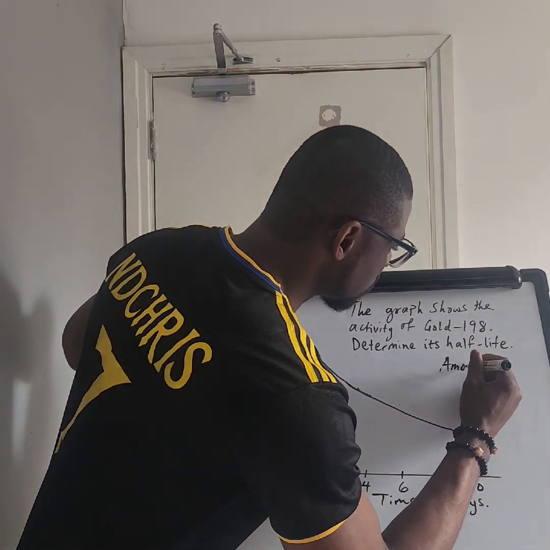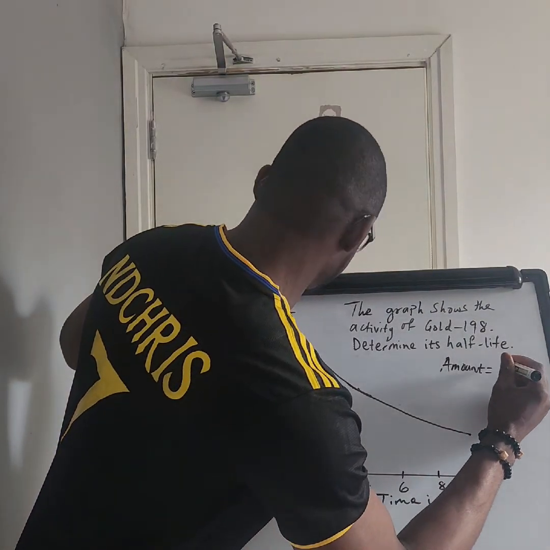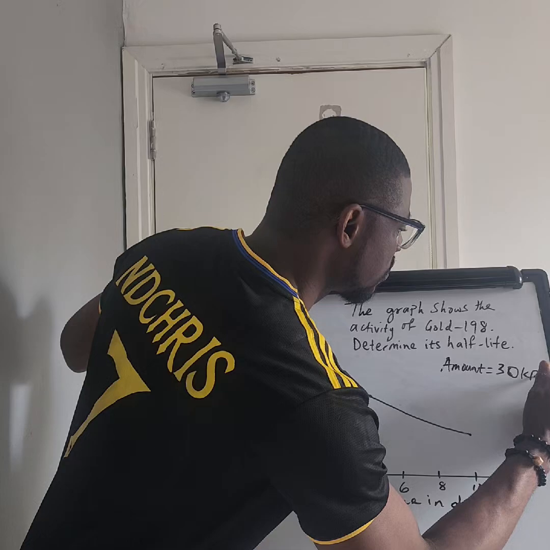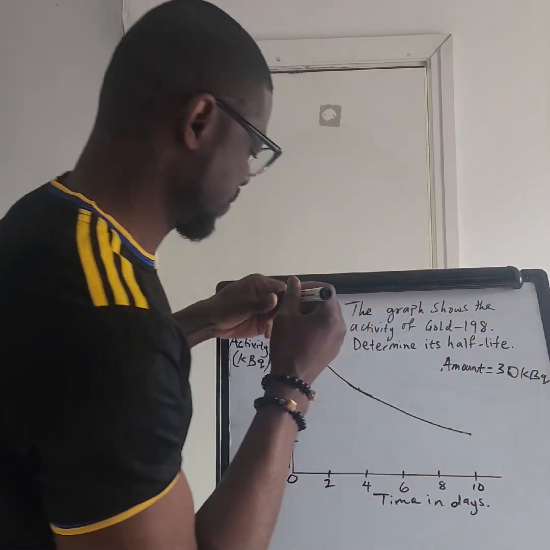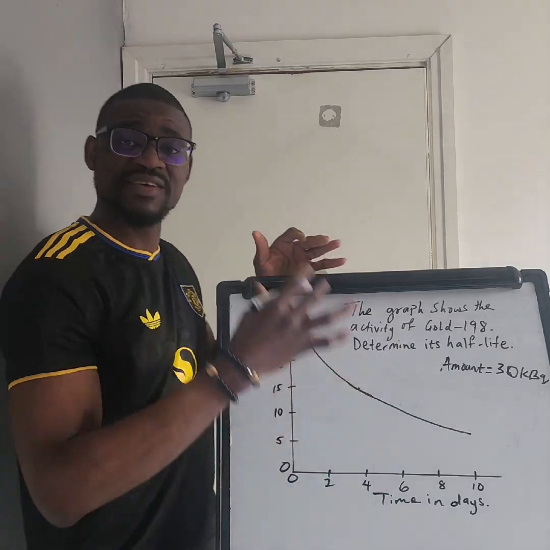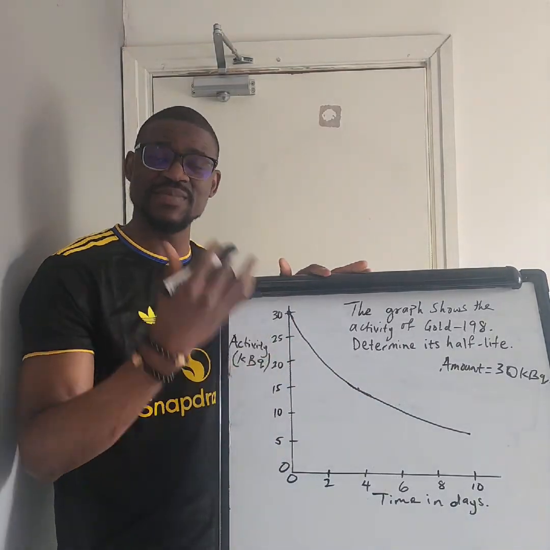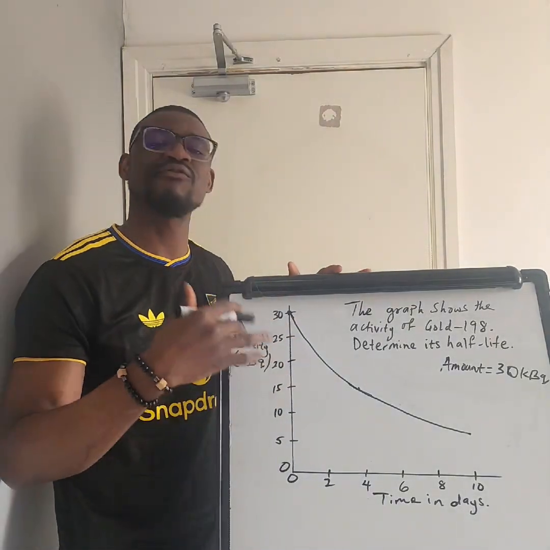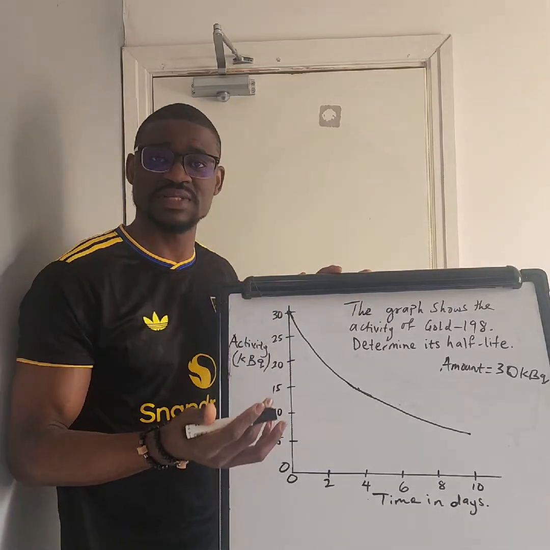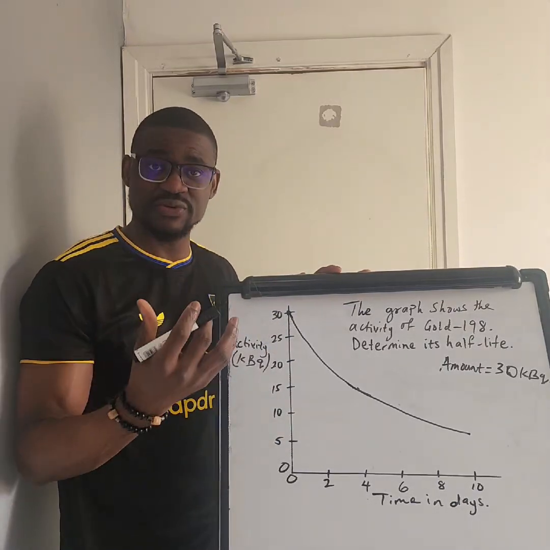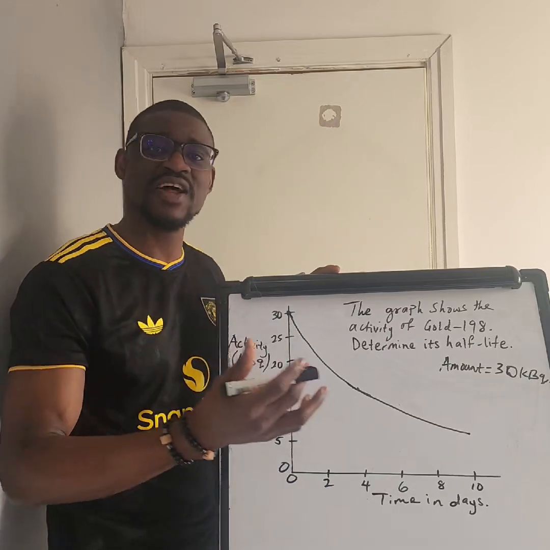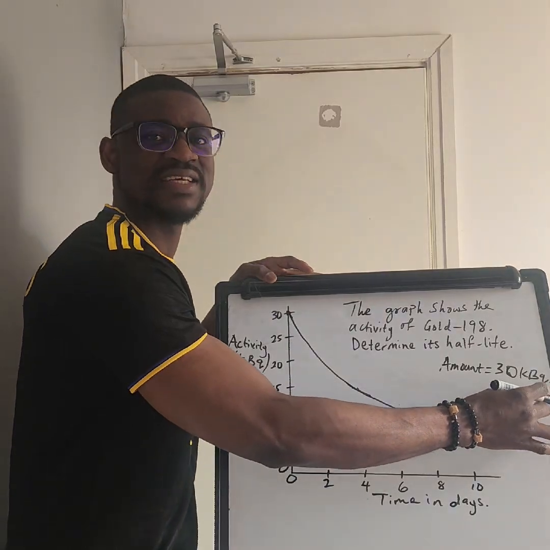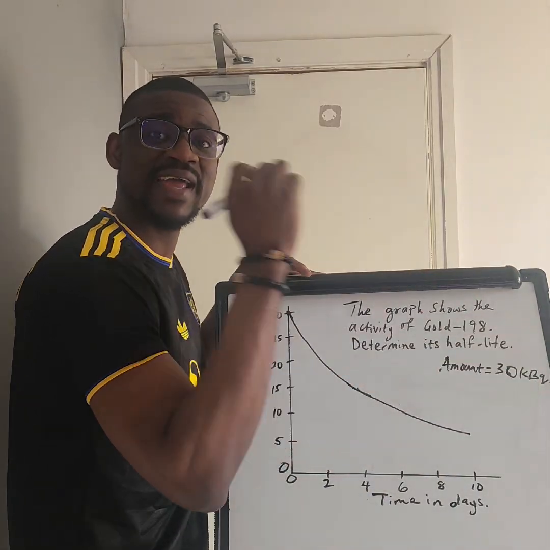Amount is 30 kilobecquerel. Remember the definition for half-life. It simply means the average time or the mean time taken for any radioactive substance to reduce by half its original value. So this is the original value of gold 198. We are going to reduce it by half.